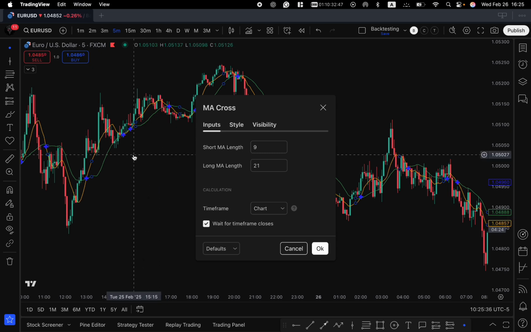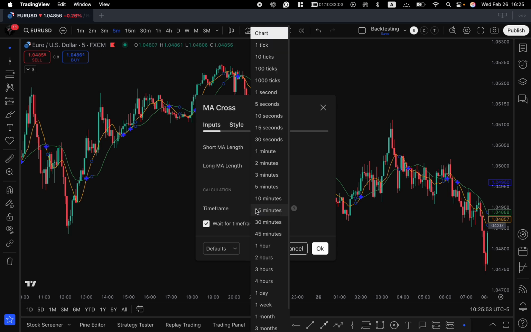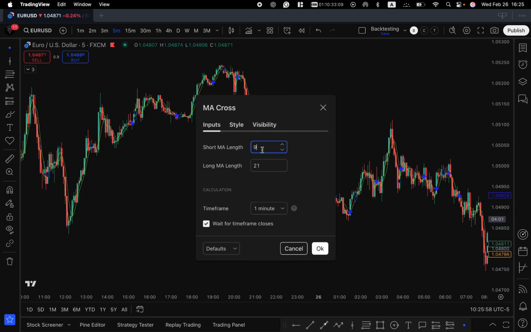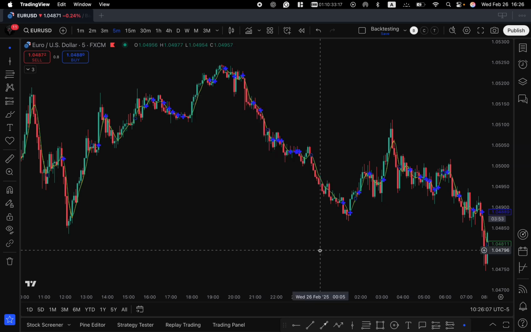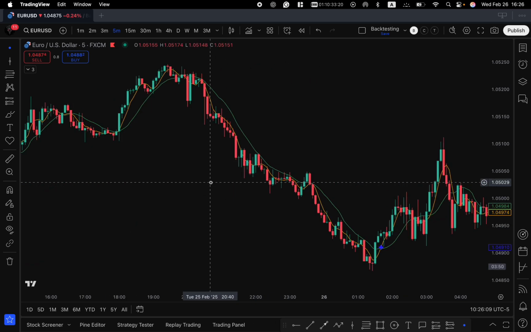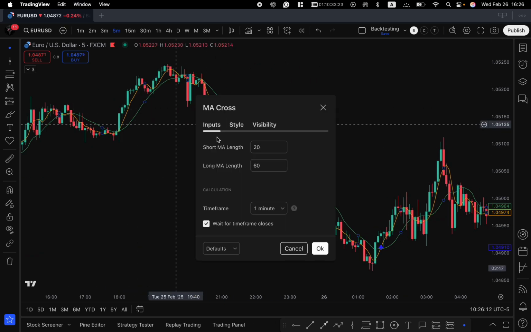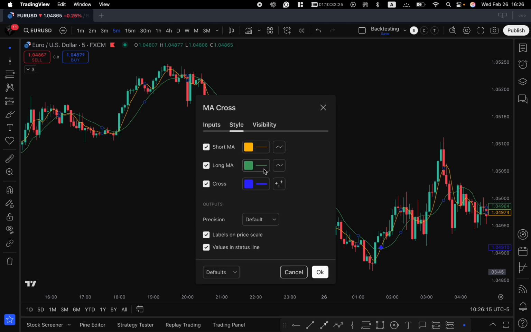It consists of two different indicators, two different moving averages with two different lengths, the short one and the long one. Okay, and you can set each of them to the period that you like, and you can once again set the time frame. So let's set it to 1 minute again. And let's set the short MA length to maybe 20 and the long one to 60. Okay. All right. So the long one, let me check once again. Yeah, the long one is the green one.